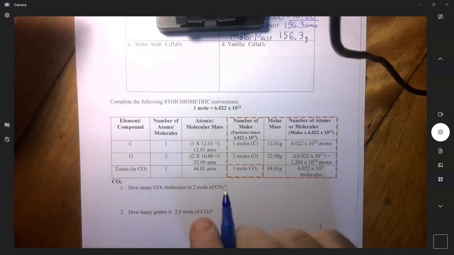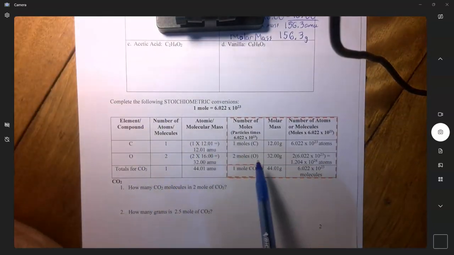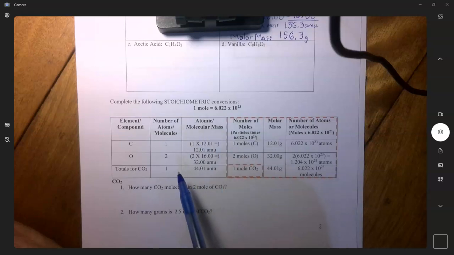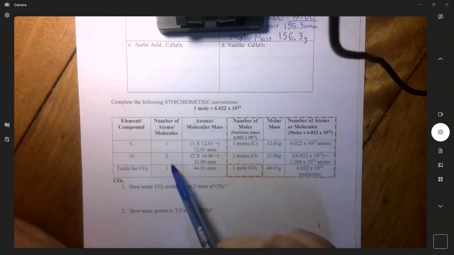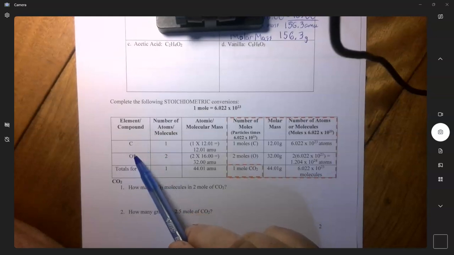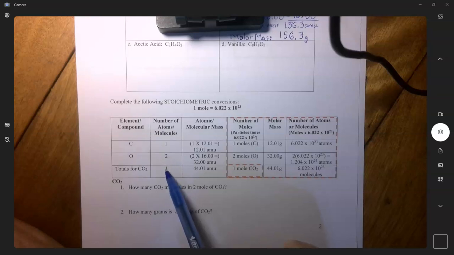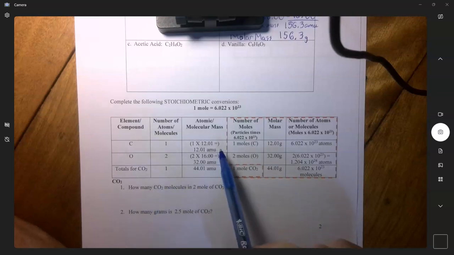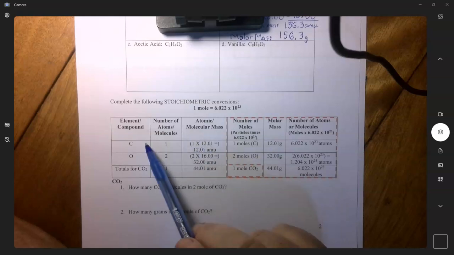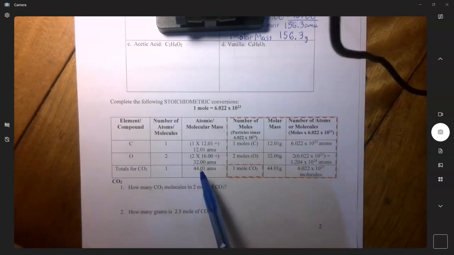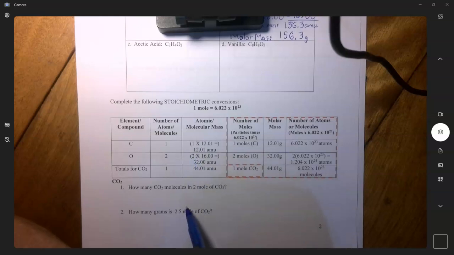Okay, next what we're going to do is, here's a table that's filled out for you. You're going to fill out tables for 3 more of these. So it's carbon dioxide. So there's carbon, there's oxygen. So you need 1 carbon and 2 oxygens to produce 1 CO2 molecule. Just like you need 2 wheels and 1 seat to make 1 bicycle. All right, now the atomic mass is 1 times 12.01 for carbon. We just got that off the periodic table. For oxygen, it's 2 times 16, so that's 32. And when you add those two, you get 44.01 atomic mass units.